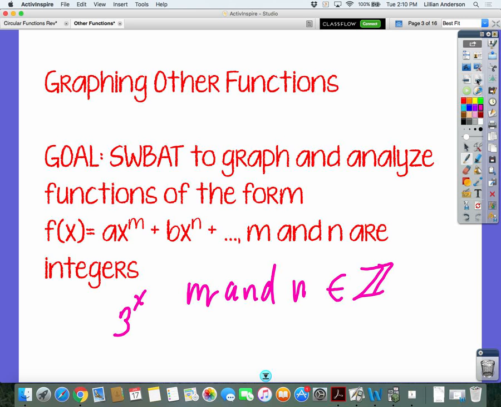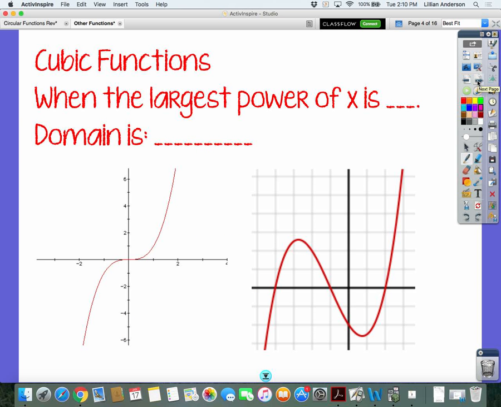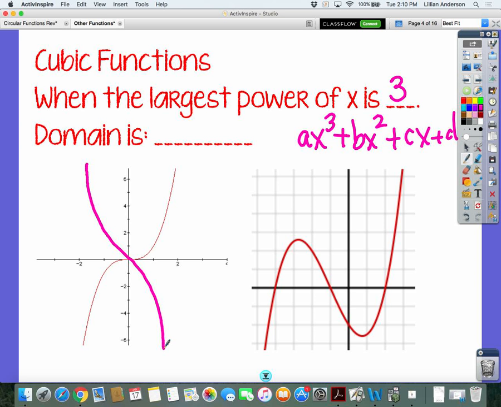Now, your other types, such as your cubic functions, is when the largest power of x is to what degree? 3. Okay, so those are the ones that are in the form of ax to the third plus bx to the second plus cx plus d. That's the general form of a cubic function. What you see here are examples of 2 different types of cubic functions. Do you realize that cubics could also be graphed this way? Okay, so be aware of that.